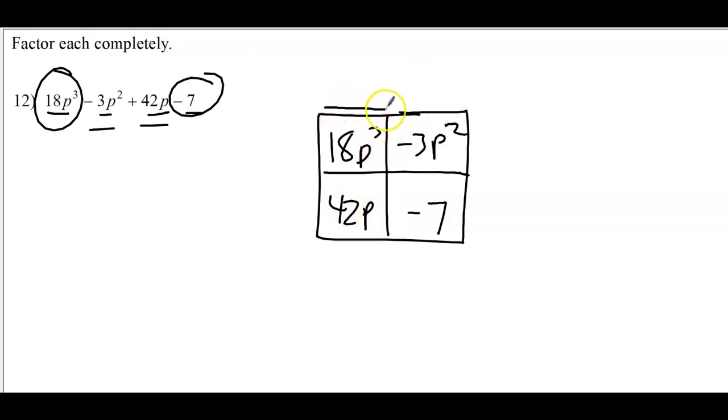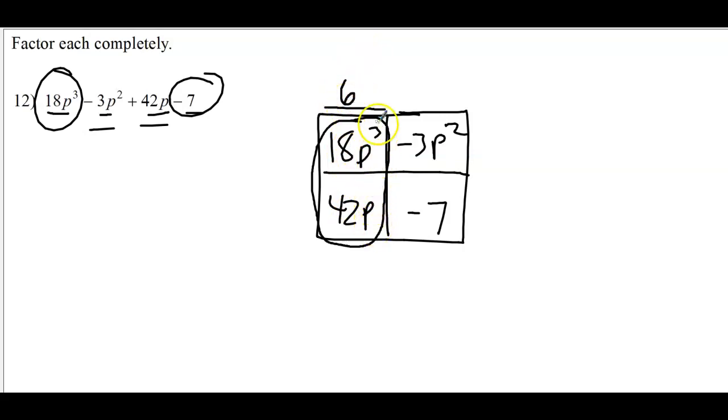So to figure out what goes here, I just need to look at what is the greatest common factor for these 2 numbers below it. So what is the biggest thing that divides into both 18 and 42? Well, the biggest thing that goes into 18 is 9, but 9 does not divide into 42. So what's the next biggest thing? How about 6? 6 goes into 18, and 6 goes into 42. So it looks like we could take a 6 out.